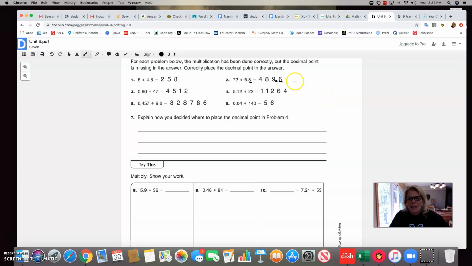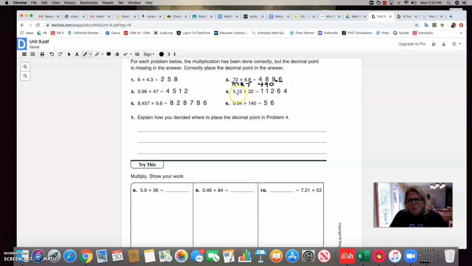Or you can estimate: 72 would round to 70, and 6.8 is almost 7. So then what would be 70 times 7? It would be 490. And so 489 would be as close to 489.6. So those are the two ways you can do it.